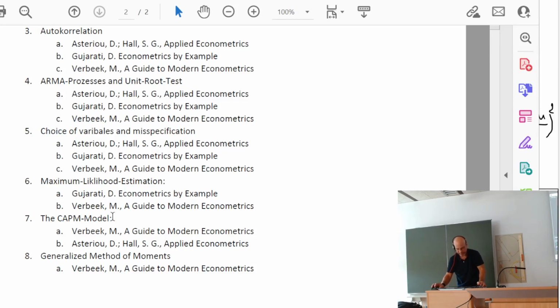And then number 8, this is not a very new, but a quite new method. I think 5 or 10 years ago there was the Nobel Prize in economics for this method in general, and this is the general method of moments. And I already talked much about distributions.